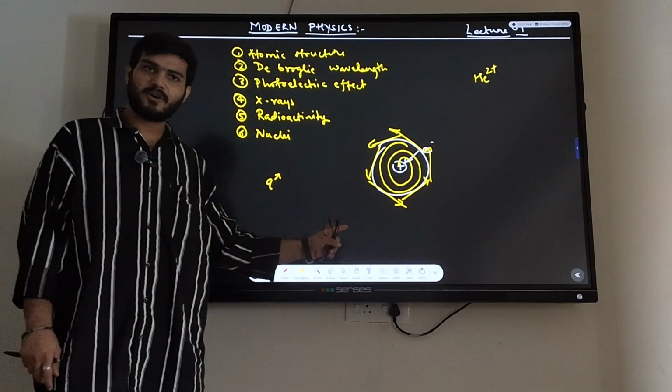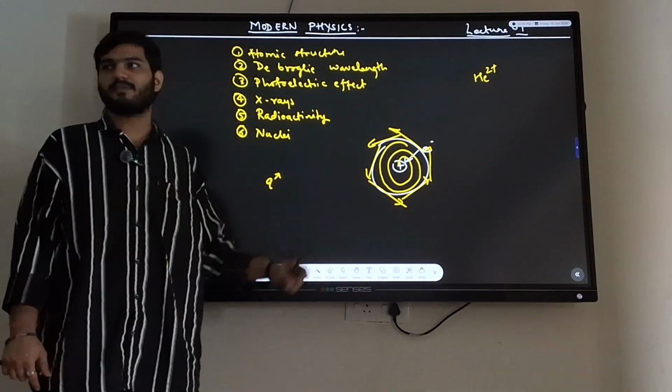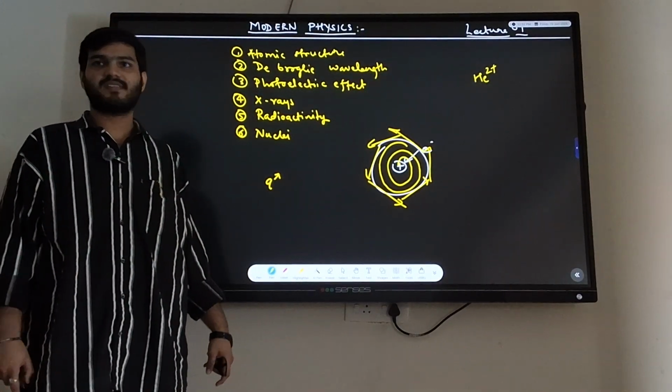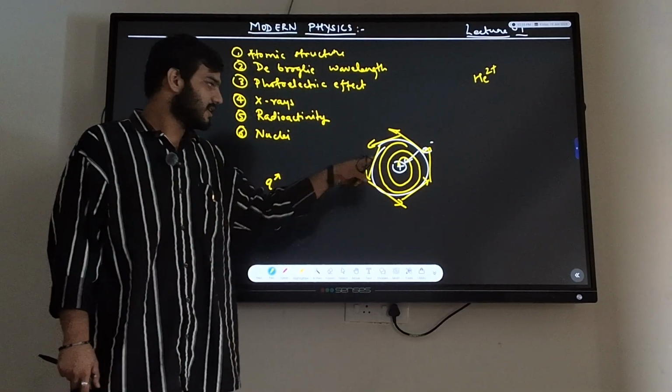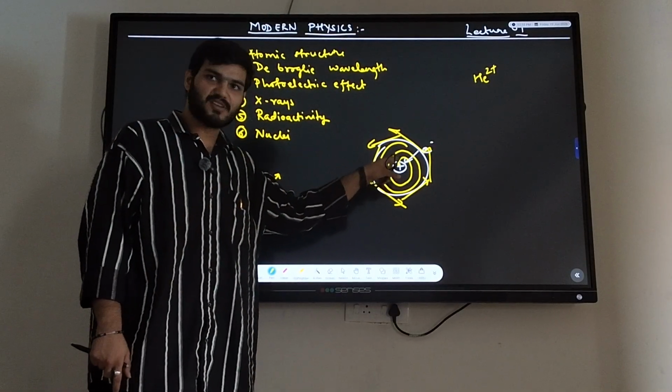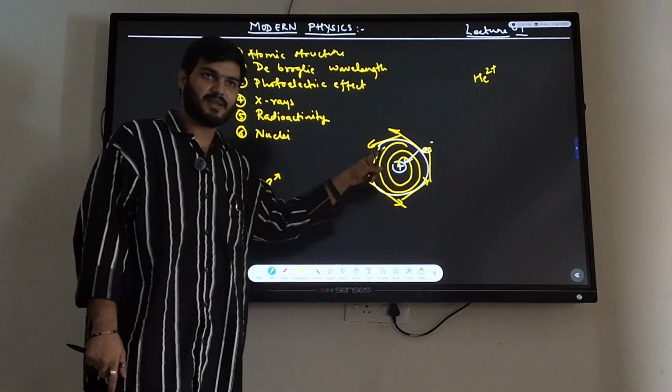So is this a good model then? That's not even good. But some things are very noteworthy: he said experimentally he found that all this positive charge has to be confined to this. That's a very important result.